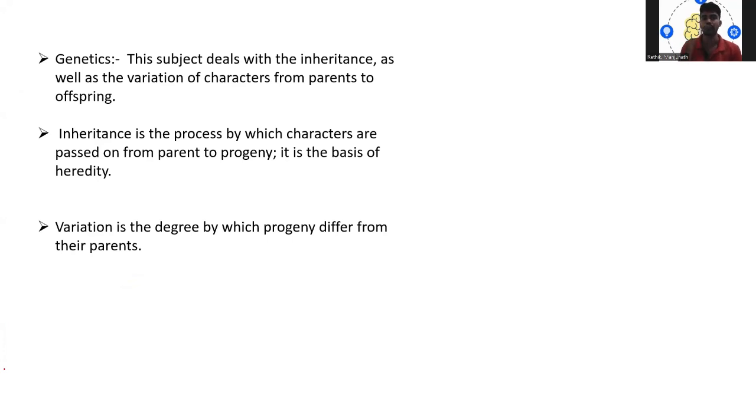So there is a separate branch which is called genetics. What do you mean by genetics then? It is a branch that normally deals with inheritance as well as the variations of the characteristics from parents to their offspring. How the variation has been produced is one thing. Another thing we are going to concentrate on more is inheritance.